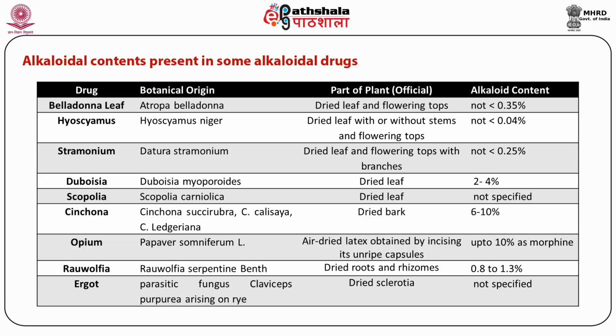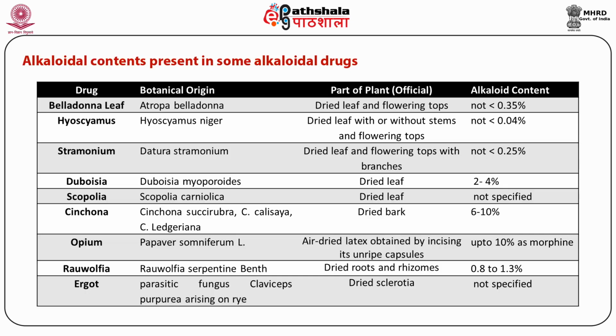The dried leaves and flowering tops with branches are used and should not contain less than 0.25% of total alkaloids. Another drug of the same class of solanaceous alkaloids, for example Duboisia, is a very important drug. It is obtained from Duboisia myoporoides. Dried leaves are used and contain a very high content of alkaloids, from 2 to 4%.